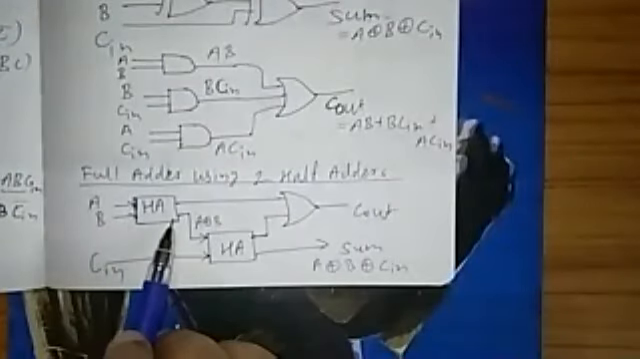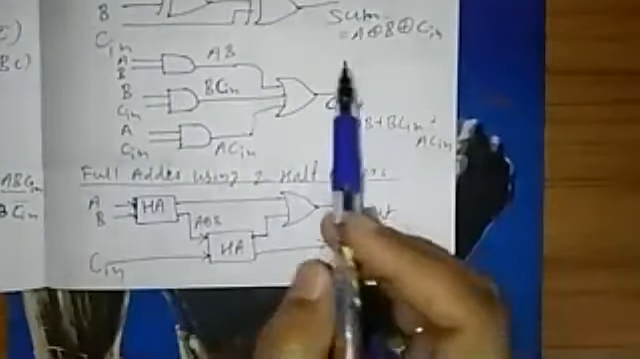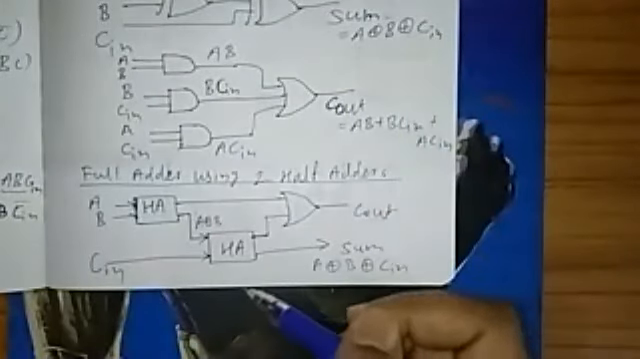Now full adder using two half adders, if I want to implement, because half adder is having XOR and the AND gate, and if you see in the full adder, sum is A XOR B XOR Cin. For that, two half adders I can use and implement the full adder. Now this is a block diagram for that. Full adder using two half adders and one OR gate is required to implement.